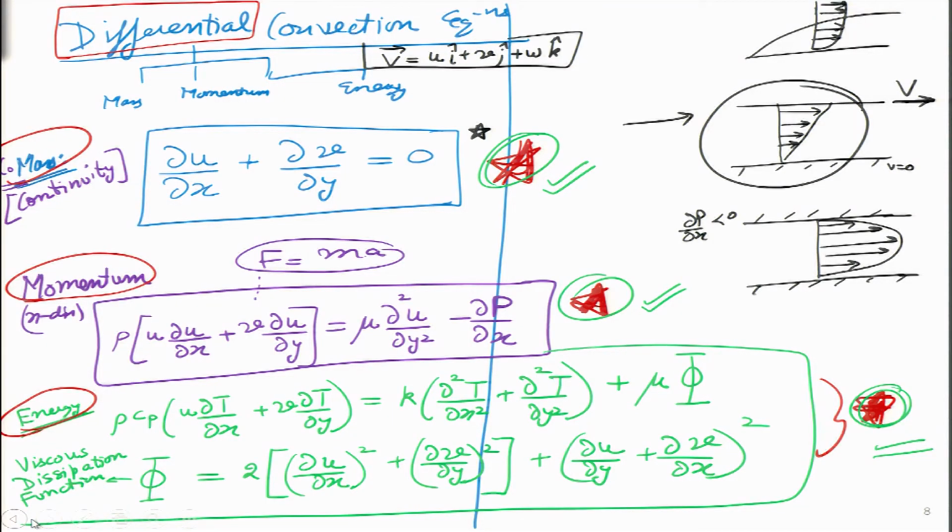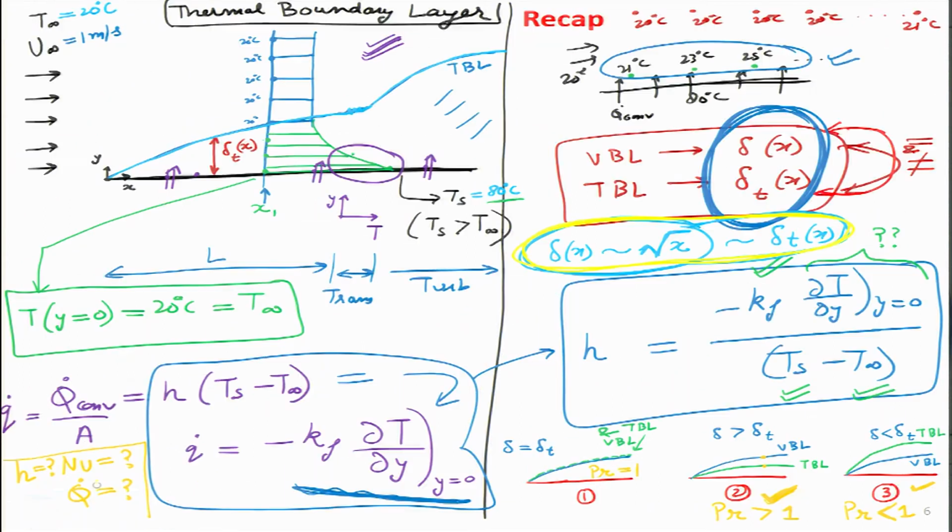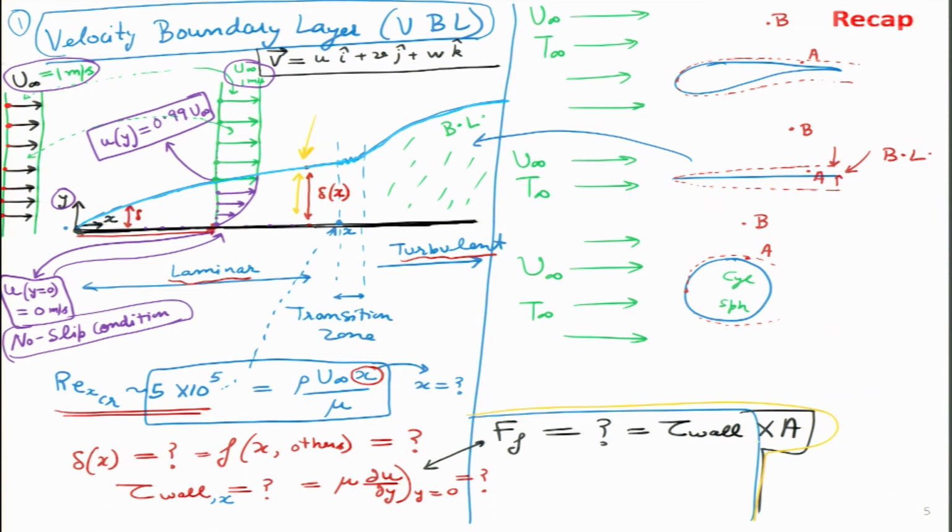Now, what we want to do, after learning and revising these three equations, continuity of mass, continuity equation, momentum equation, energy equation, is address all these question marks that we have written over here. So, these three question marks, we will try and find out the value of H, Nusselt and Q, and before that the value of force, shear stress, then delta x, delta T x, all those solutions we want to find out, right. So, we want to figure out what all those values are for the velocity boundary layer as well as for the thermal boundary layer.